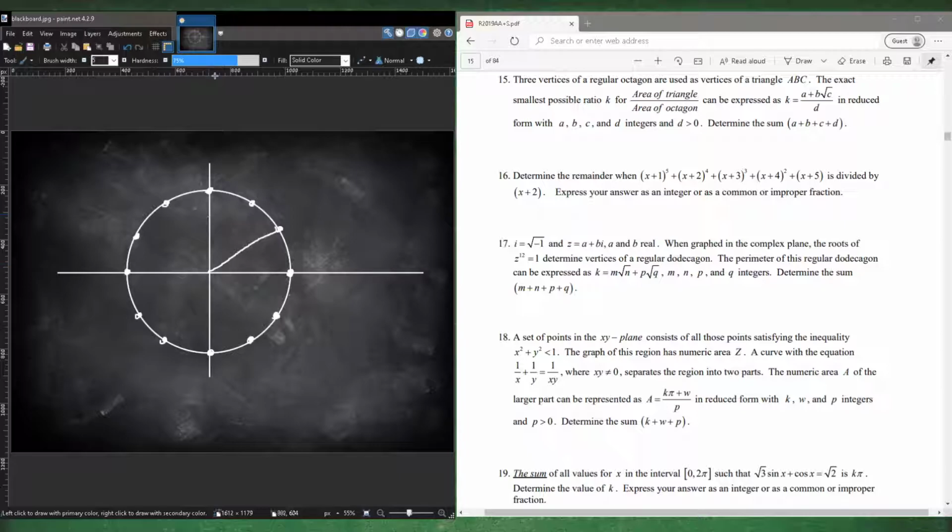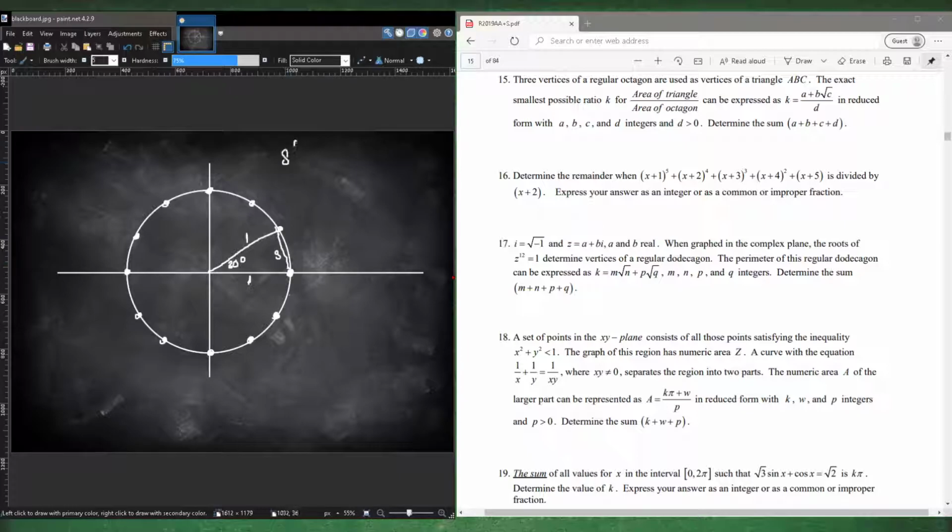And this angle is just 360 divided by 12, because there are 12 sides for a dodecagon. So that gives us 30 degrees. And this is length 1 and this is length 1, because they're both radius 1, because this says z to the power 12 equals 1. And then we just need to find the side length, which is s.